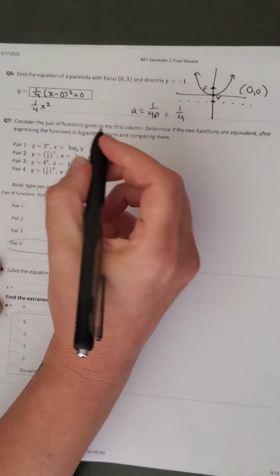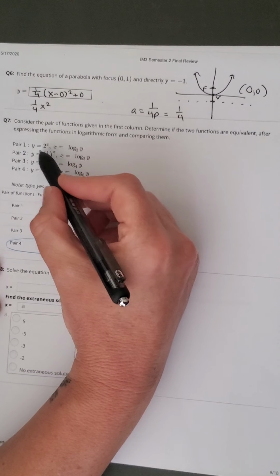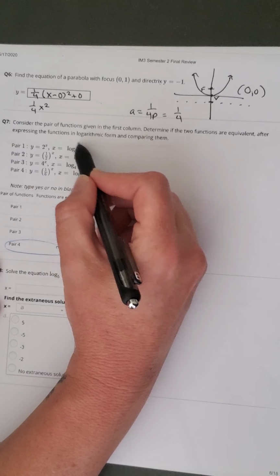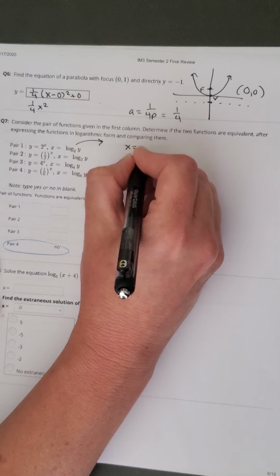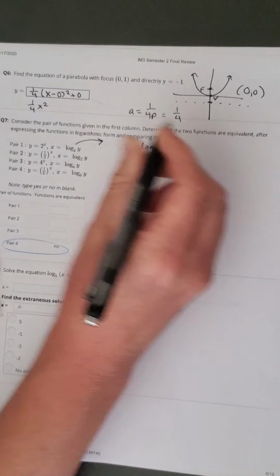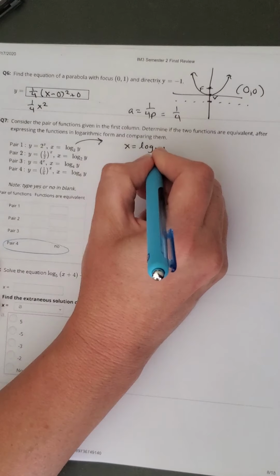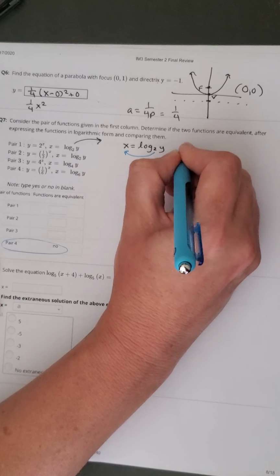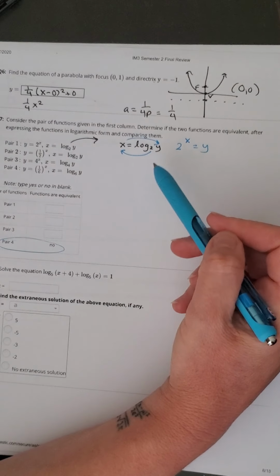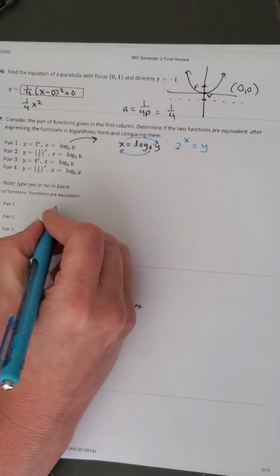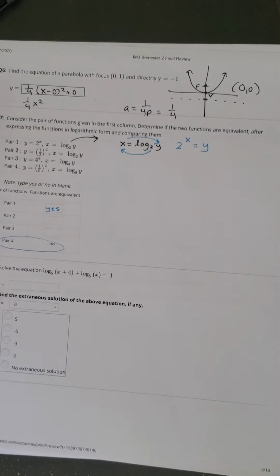All right, so they've given it to us in what's called exponential form and in log form. And so I actually like to work with log form. X equals log base 2 of y. Remember, we're doing that hook method where we go 2 to the x is equal to y. And that is what they have, so I'm going to say yes, they're equal.